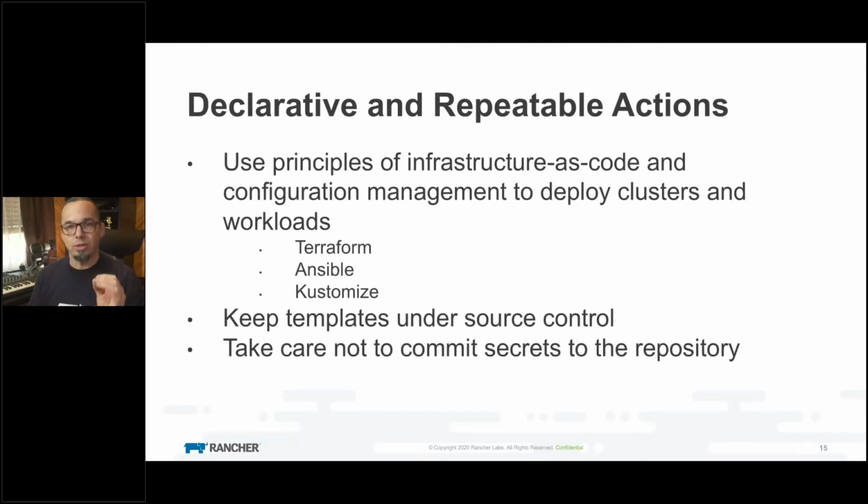But from the beginning, I want you to think about how to do things in a declarative and repeatable way. If you've done anything with infrastructure as code, any type of provisioning, any type of configuration management, you're familiar with tools like Terraform and Ansible and Puppet and Chef and so on and so forth. There was nothing really good for Kubernetes until somebody created a tool called Kustomize. Kustomize allows you to, first of all, template out your Kubernetes manifests, and then you can put those templates into source control. And, well, it makes life a lot easier.